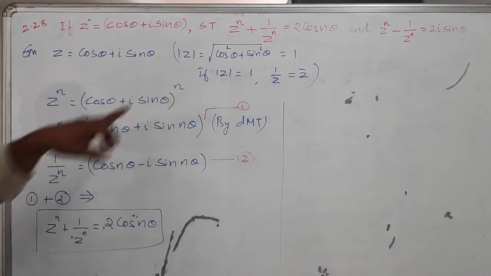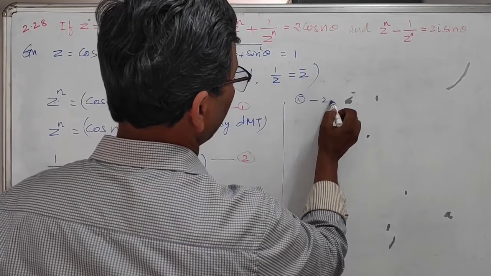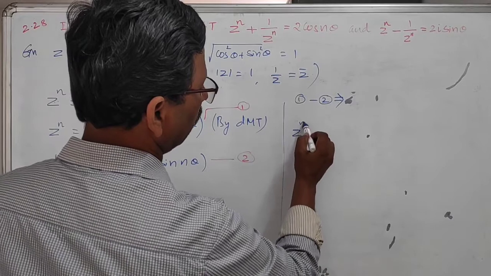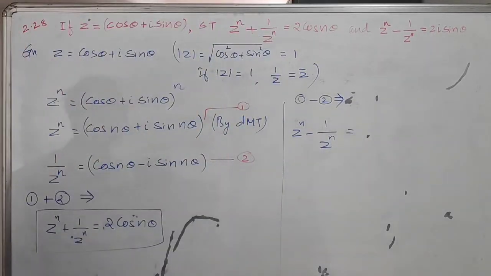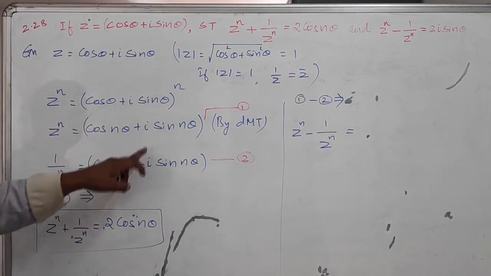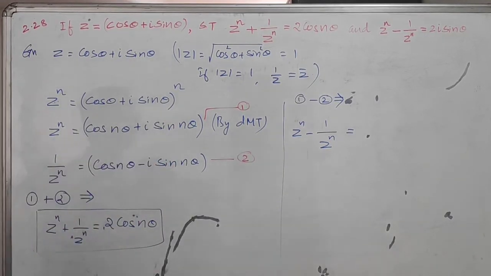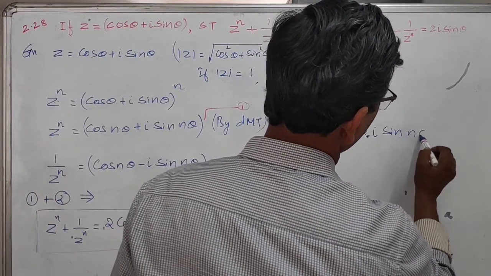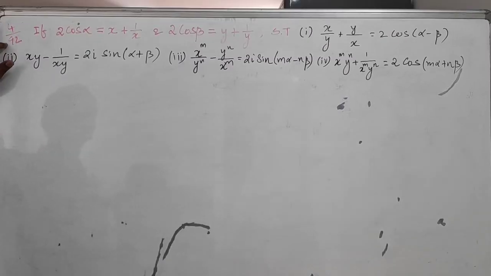Now we can go for the second subdivision. You have to subtract, 1 minus 2. 1 minus 2 gives z power n minus 1 by z power n, which is equal to, by subtracting, cos n theta minus cos n theta getting cancelled, this minus of minus becomes plus. Therefore, 2 times i sin n theta. That is 2 times i sin n theta we can say. That's all.